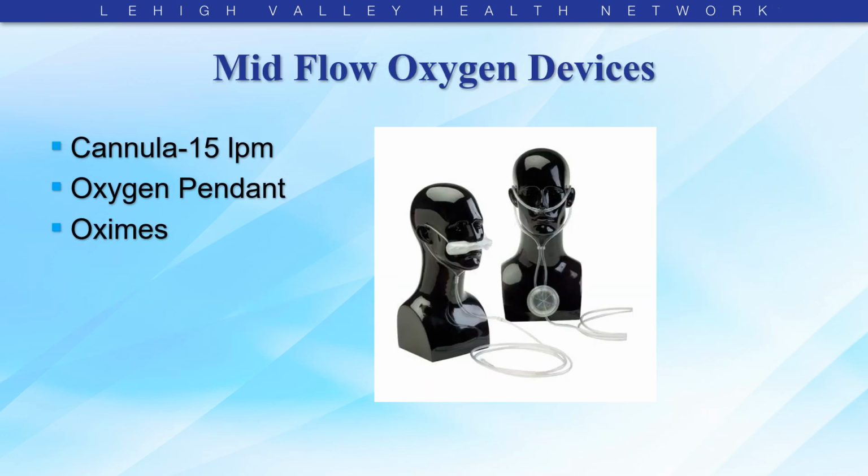Mid-flow devices, you can use a cannula, can go up to 15 liters per minute. Oxygen pendant, the oxygen mat, this here, the mustache. These here can give you an FiO2 of anywhere between, I would say, 24% to about 50-some%. So they give you a higher oxygen than a basic cannula because they have a reservoir system in. These pendants and mustaches are often used in the outpatient scenario in patients that have chronic oxygen requirements because they're somewhat oxygen conserving.